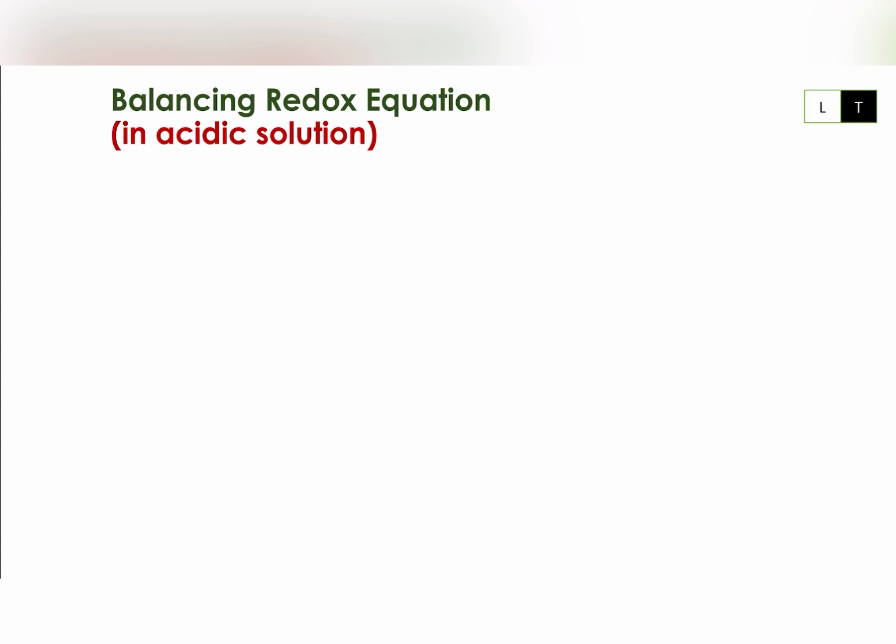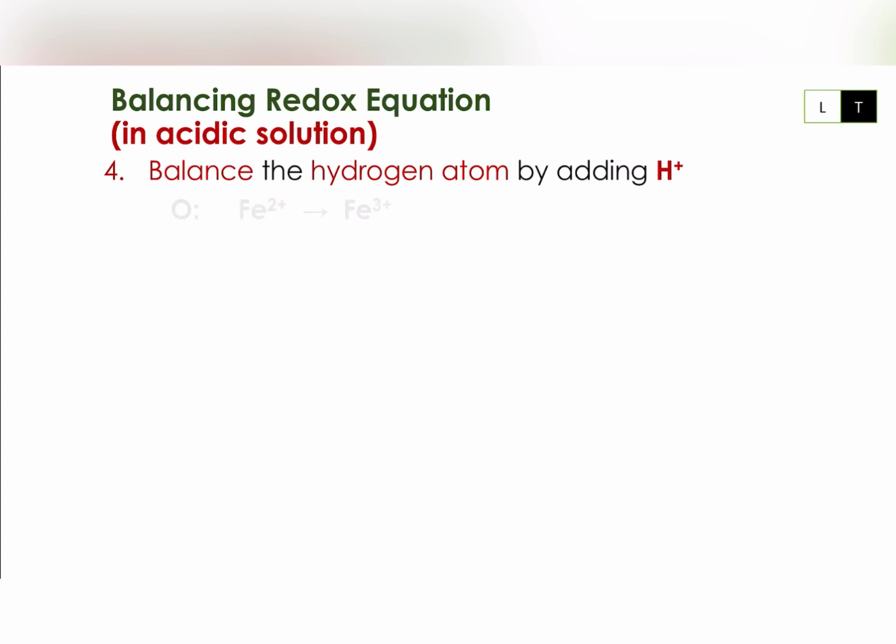How to balance hydrogen? You have to add H+. So for oxidation, you just skip it because there is no hydrogen to add. For reduction, you have MnO4-. You have here 4 H2O. So it means that 4 times 2 equals 8 hydrogen atoms here at the right side. So you are going to balance by adding 8H+ at the left side. Settle for step 4.